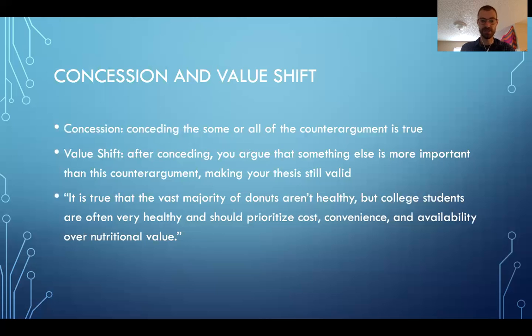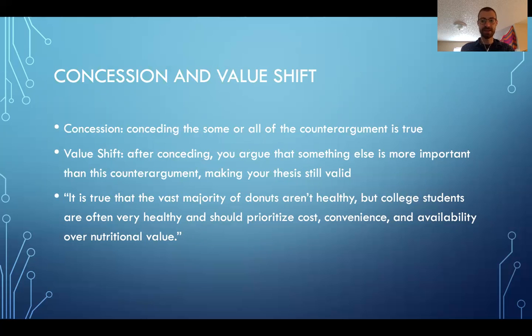I would recommend a concession and value shift. So remember, concession, you're conceding some or all of the counterargument. In this case, you're conceding just about all of it. You would say, it's true that the vast majority of donuts aren't healthy. That's a concession. But then you have to value shift. So they say, because it's unhealthy, it can't be the best breakfast food. And then you say, sure, it's true that the vast majority of donuts are unhealthy, but college students are often very busy and should prioritize cost, convenience, and availability over nutritional value. So you're saying, yeah, that counterargument's true, but they're wrong that it invalidates the thesis because it's less important than my reasons. So there are other reasons to think that the thesis is still true.